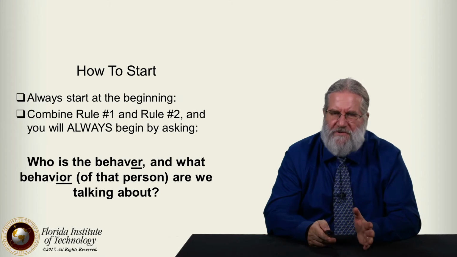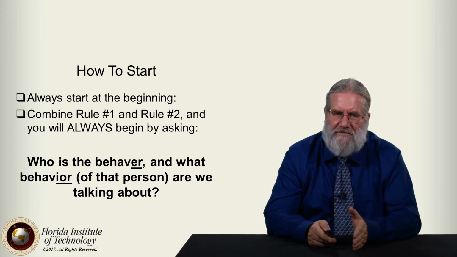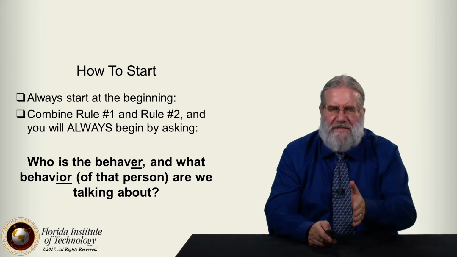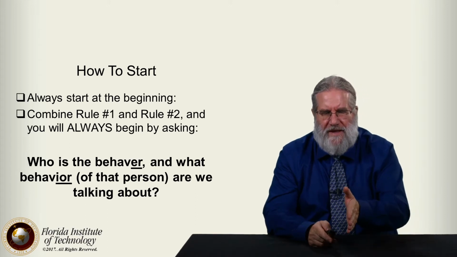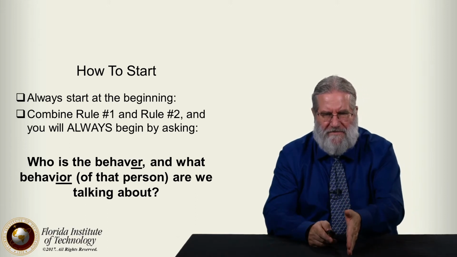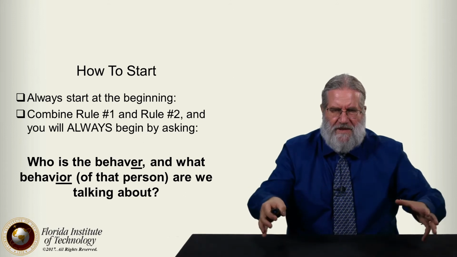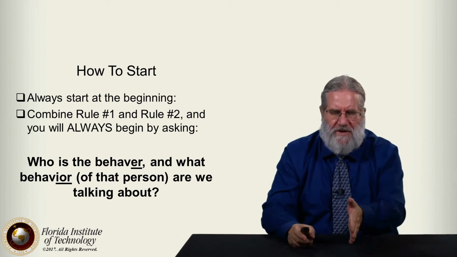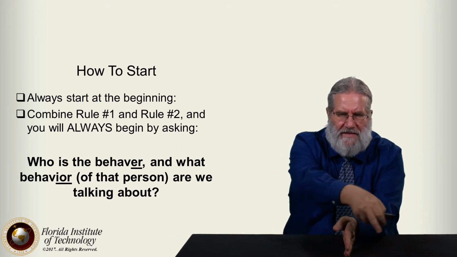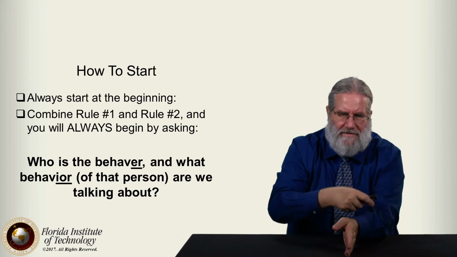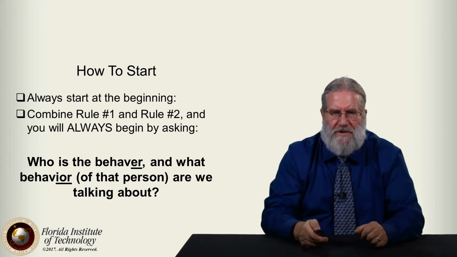So you always start at the beginning by combining rule number 1 and 2 and asking, who's the behavior and what behavior of that person are we talking about? That will allow you to do an analysis because you're going to be looking at that behavior kind of in isolation in the environment in which it's occurring. And you want to make sure that you start at the point of who's doing the behavior, what behavior are we talking about, and now let's analyze everything around that and determine what's going on here.